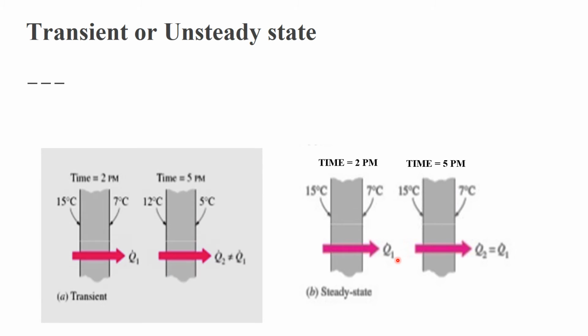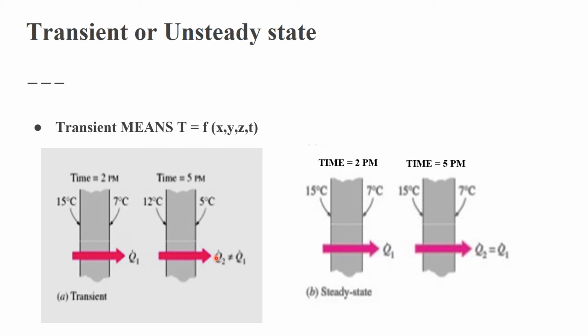Now another application, if you see here, the same example, but at time 2 pm the temperature is 15 and 7, and at time 5 pm, after 3 hours, the temperature dropped from 15 to 12 and 7 to 5. Initially the heat transfer rate is Q1, at 5 pm the rate of heat transfer is Q2, which is not the same as Q1. What happened here is the temperature at a given point on these surfaces changed with respect to time. Simultaneously the heat transfer rate also changed. This is called transient heat conduction.